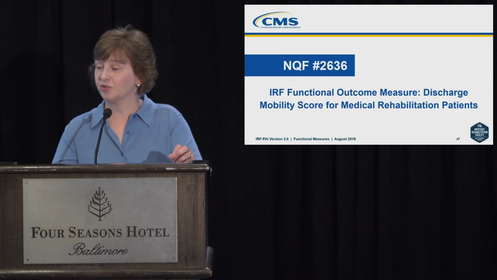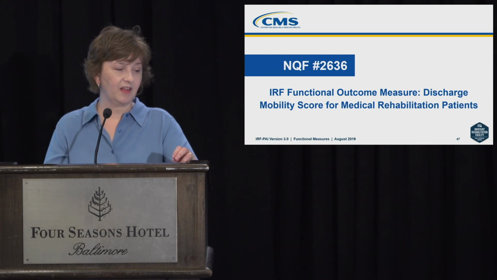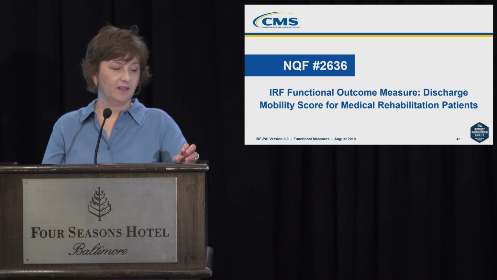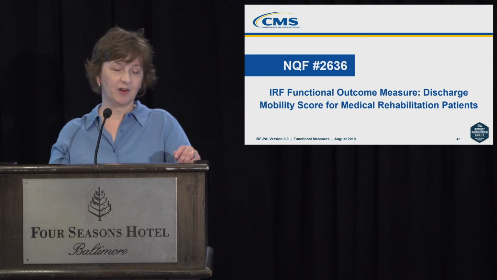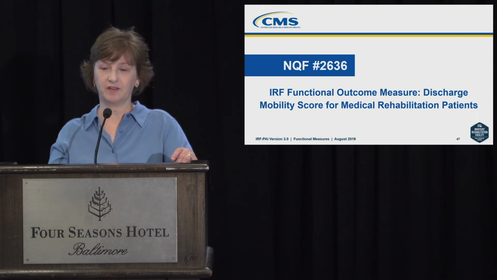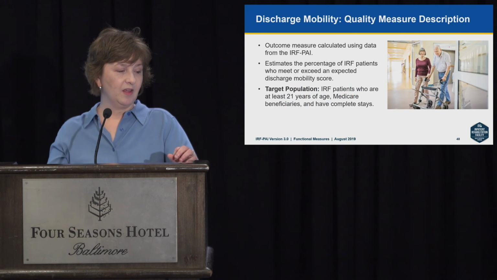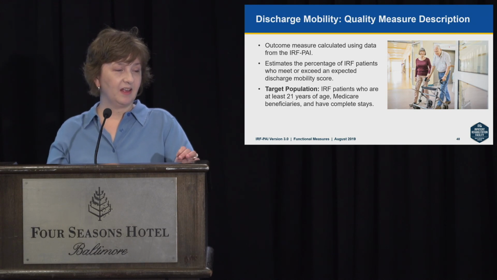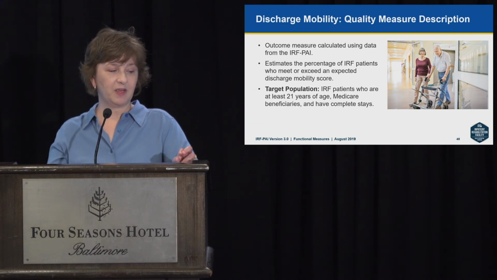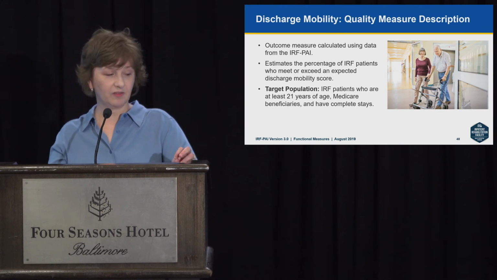So the last measure that we're going to cover is 2636. This is the IRF Functional Outcome Measure, Discharge Mobility Score for medical rehabilitation patients. As you can imagine, this is very similar to the self-care measure that we just covered, which was 2635. So again, this is an outcome measure calculated using the data from the IRF-PAI. It estimates the percentage of IRF patients who meet or exceed the expected discharge mobility score.